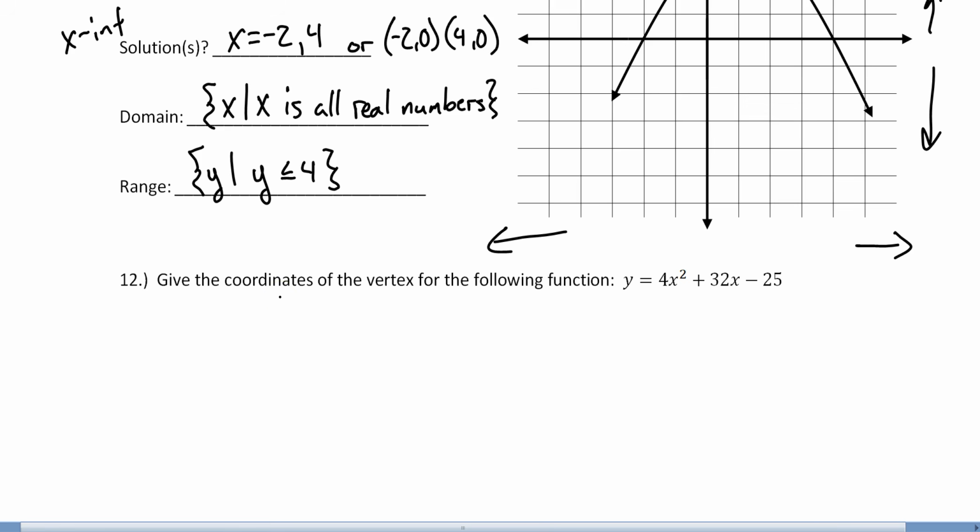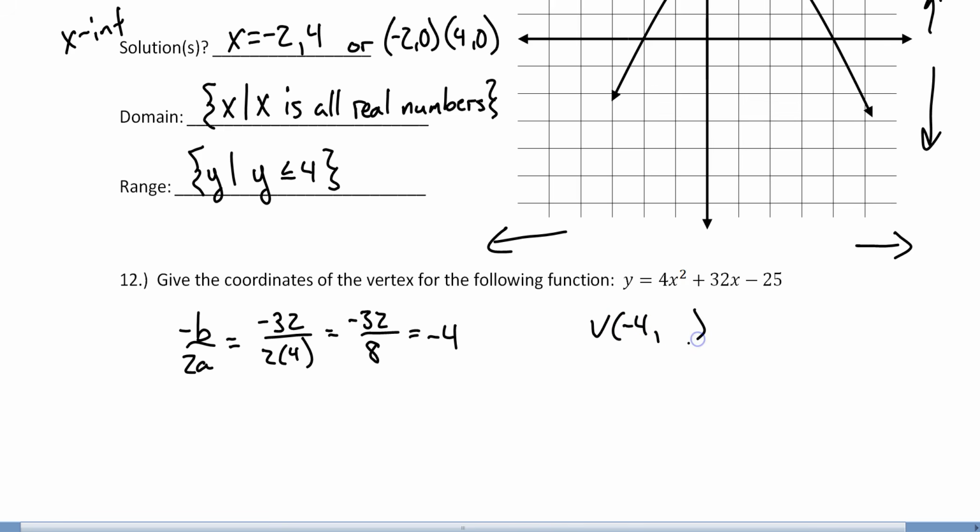Next one says give the coordinates of the vertex. Again, to find the vertex when it's in standard form like this, to find the x value, I do the opposite of b over 2a. So the opposite of b this time is negative 32 over 2 times a, which is 4. And then I just have to simplify. That's negative 32 over 8, which gives me negative 4. So now again, that's the x value for the vertex.